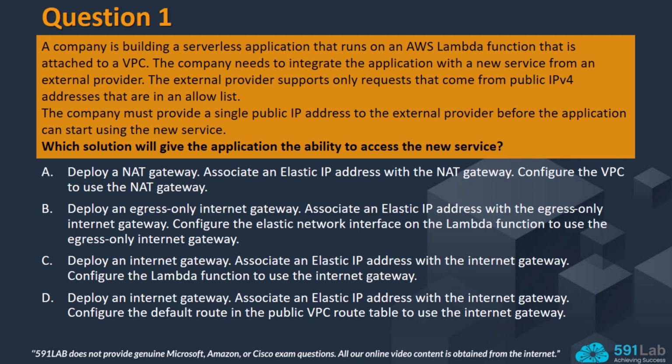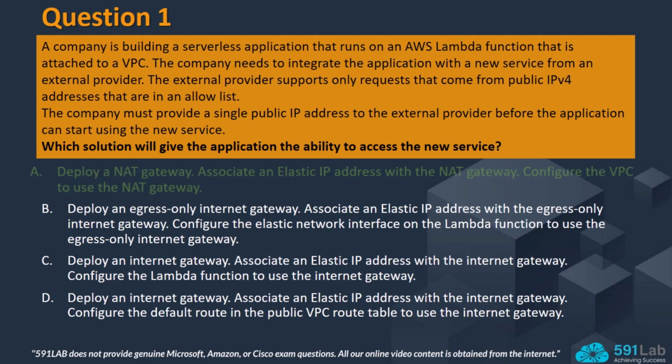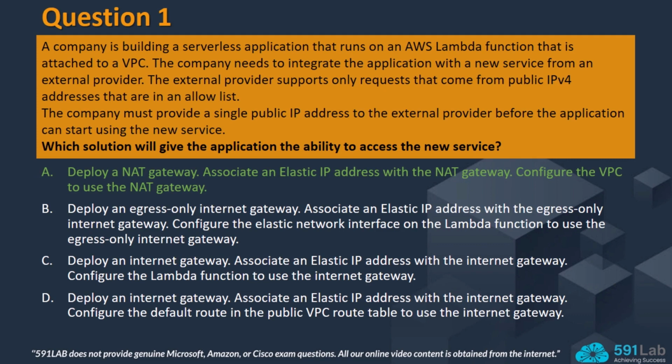To enable the serverless application to access the new service, the company needs to provide a public IP address that is in the external provider allow list. Since the application runs on an AWS Lambda function that is attached to a VPC, the solution is to deploy a NAT gateway and associate an elastic IP address with it. The VPC should be configured to use the NAT gateway as its default route. This will allow the Lambda function to access the internet through the NAT gateway and use the elastic IP address as its public IP address. Therefore, the correct answer is option A.